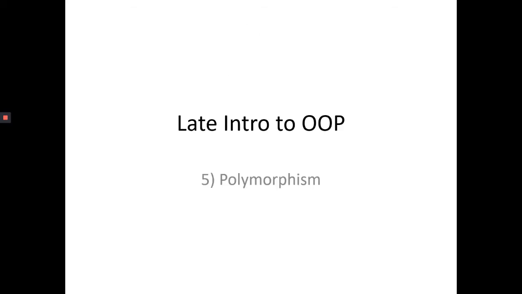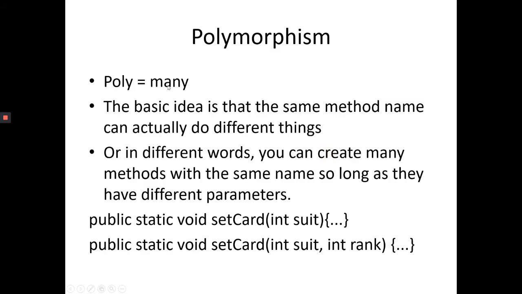Okay. So there are actually 3 topics that we're going to go over today. We're really going to wrap things up. And this topic is called polymorphism. It's a really complicated term for a really simple concept. The idea of polymorphism, which is poly for many, is just the idea that you can have a method with the exact same name but doing different things.